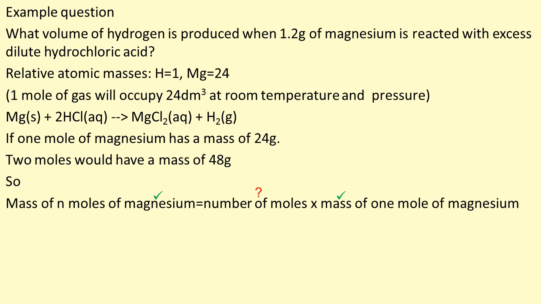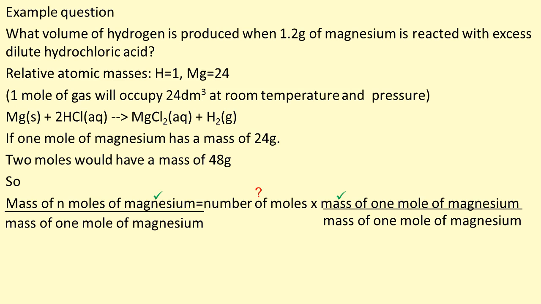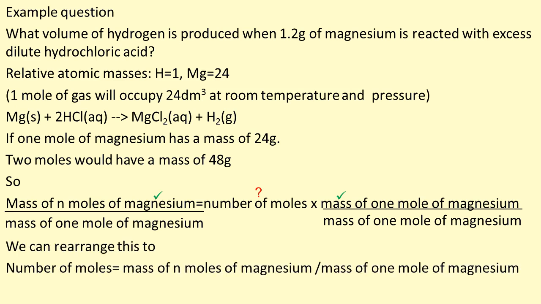We can rearrange this equation by making sure we have number of moles on one side. So we do this by dividing both sides by everything else which is on the same side as number of moles. We divide both sides by the mass of 1 mole of magnesium, which will give us the following equation. Number of moles is equal to mass of n moles of magnesium divided by the mass of 1 mole of magnesium. So the number of moles of magnesium will be equal to 1.2 divided by 24, giving us 0.05 moles of magnesium.